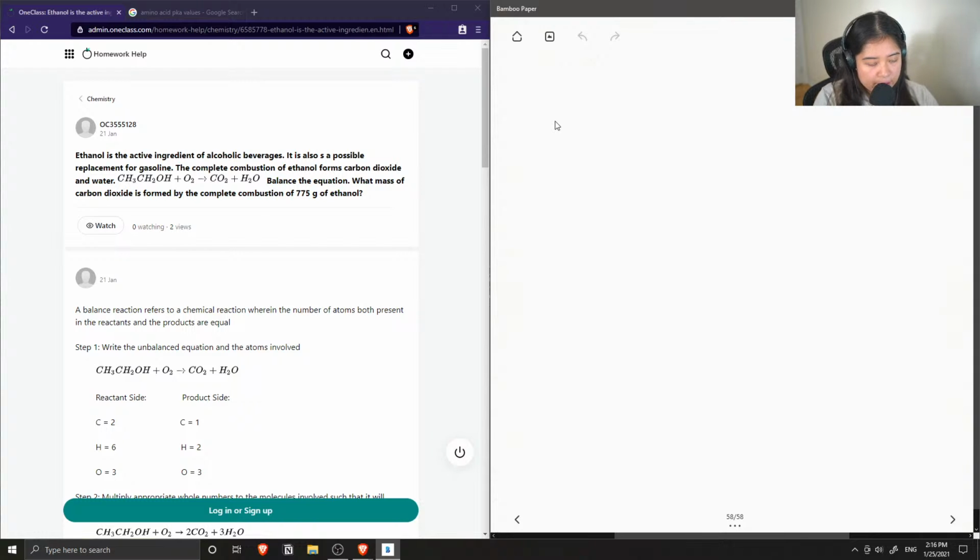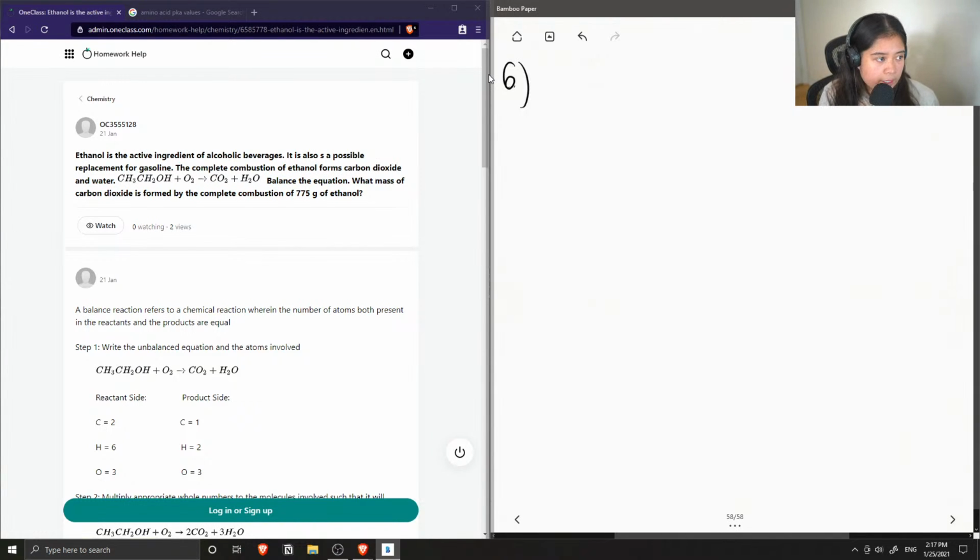Okay, so question number 6. Ethanol is the active ingredient of alcoholic beverages. It is also a possible replacement for gasoline. The complete combustion of ethanol forms carbon dioxide and water. Balance the equation, and what mass of carbon dioxide is formed by the complete combustion of 775 grams of ethanol?